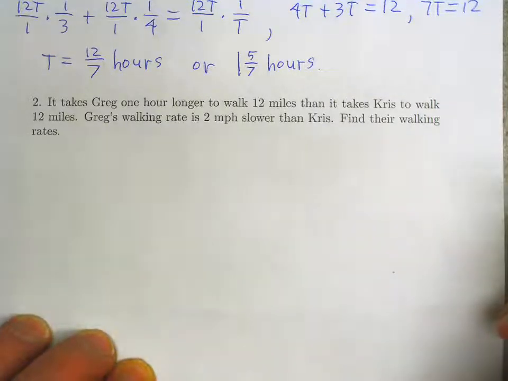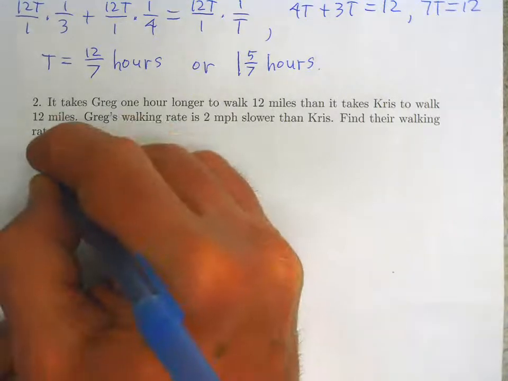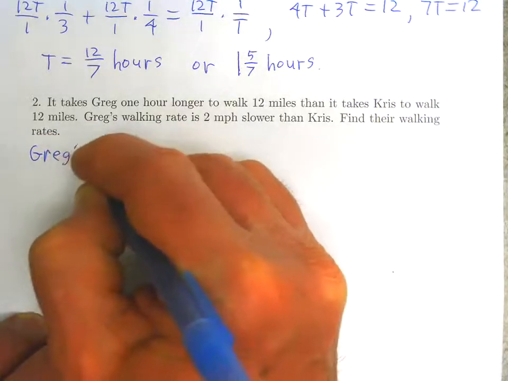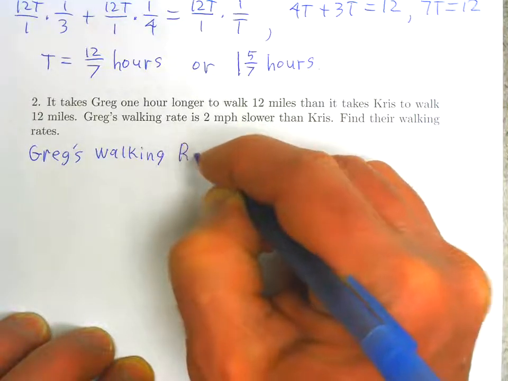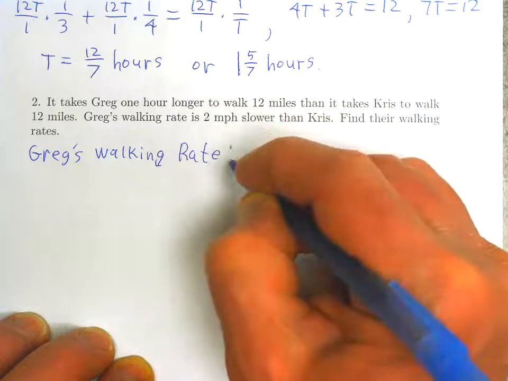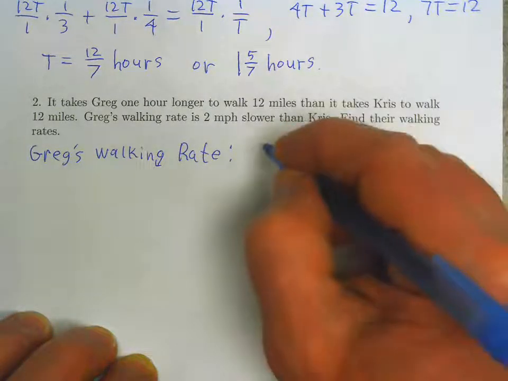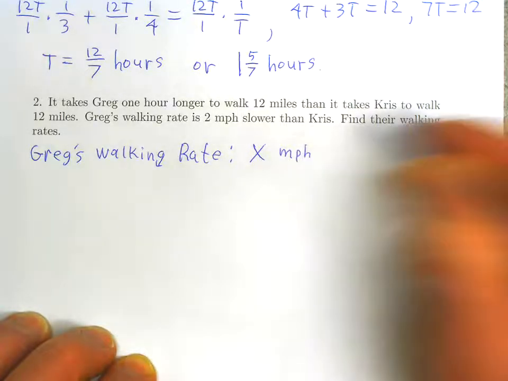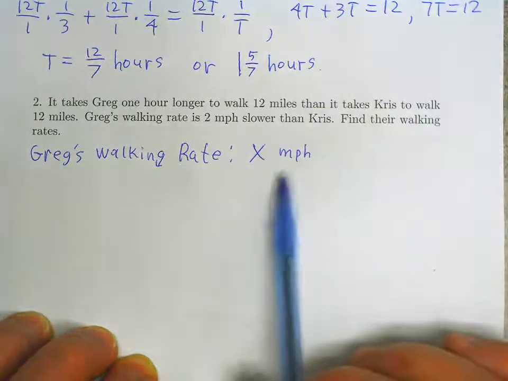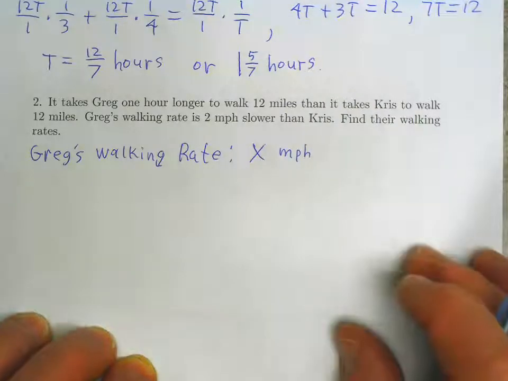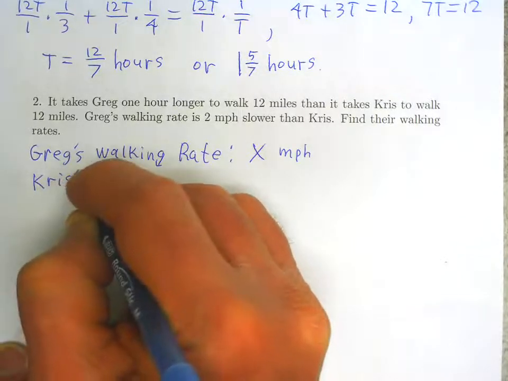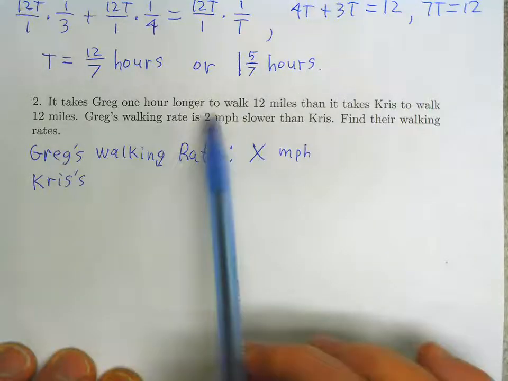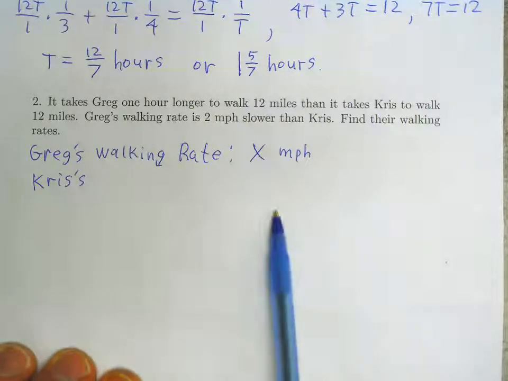So we assign variables for that. We have options that are equivalent. So how about if I just start with Greg's walking rate. So I'll just pick his walking rate to be x miles per hour. I could have started with Chris and assigned x to be Chris's rate. It doesn't matter as long as the terms that you use convey the information that's given.